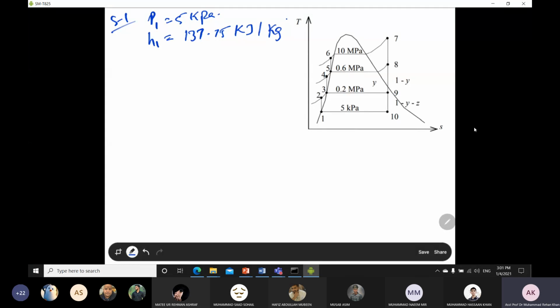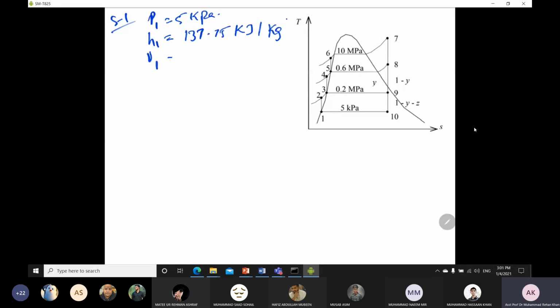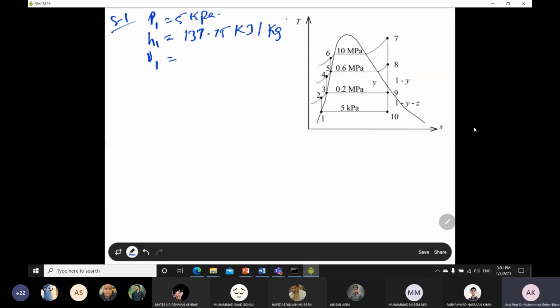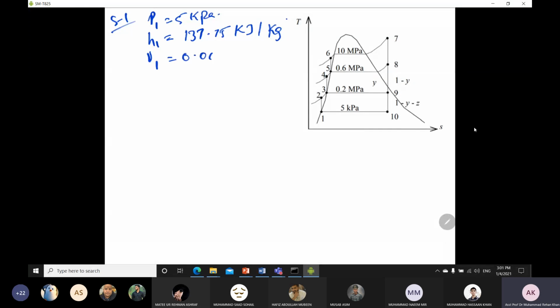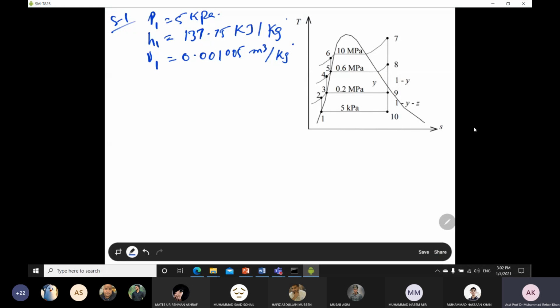So now we have to find all the pump works. So we will start with the pump 1. So specific volume 1 is required for this. So also we have to see on the saturated liquid part for 5 kilopascal. So you will get 0.001005 meter cube per kg.